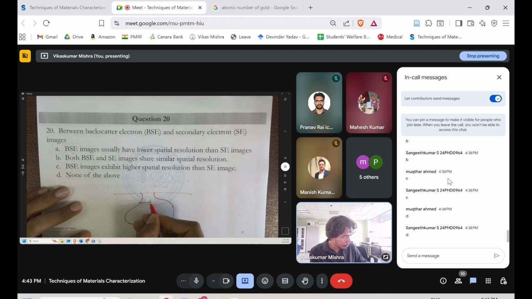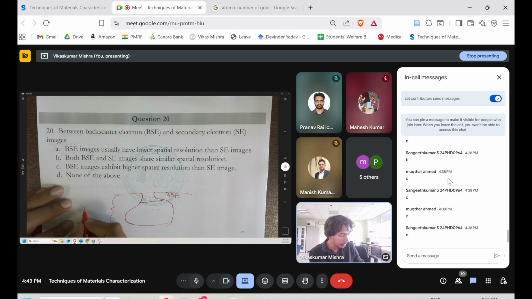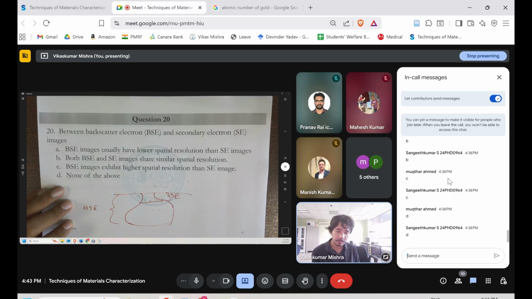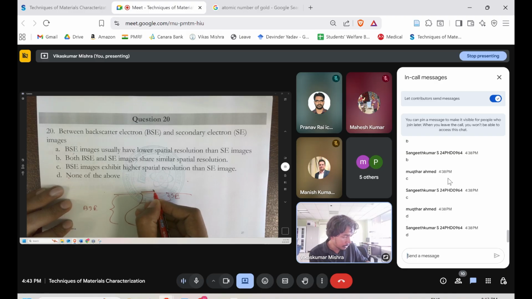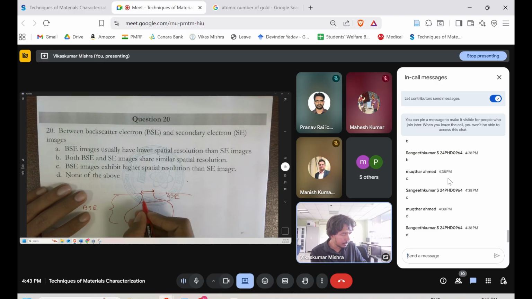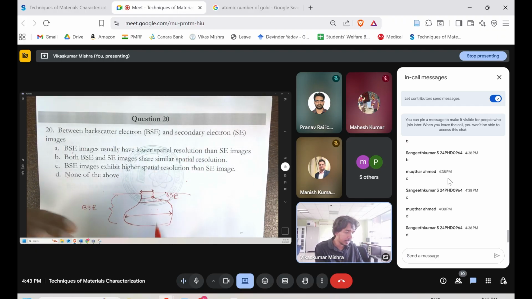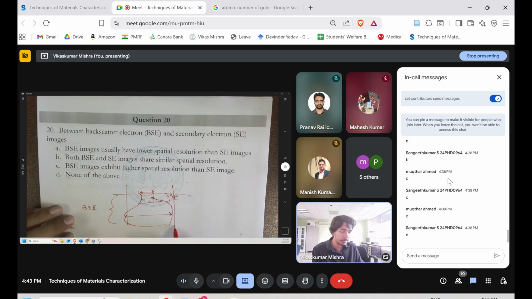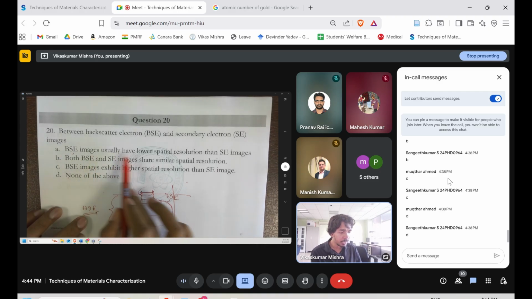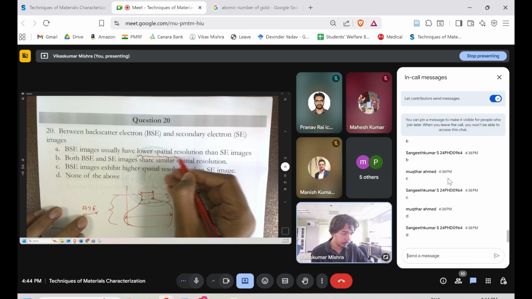We know that secondary electron is generated from here and backscatter electron is generated from here, till this much volume. We think that our beam size is this, so this is the resolution. SE is more or less close to that. For BSE, the spatial resolution is very poor. Instead of this, it is giving information from this much width. We are thinking that the spatial resolution is this, but for BSE we are getting the signal from this much. So the spatial resolution of BSE is poor compared to SE. So the BSE image usually has a low spatial resolution than the SE image. This is true.